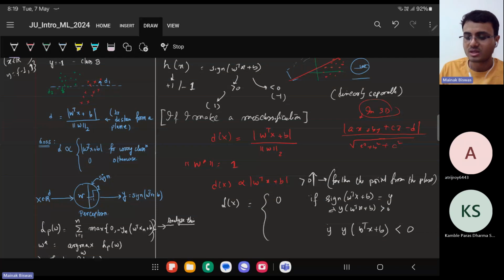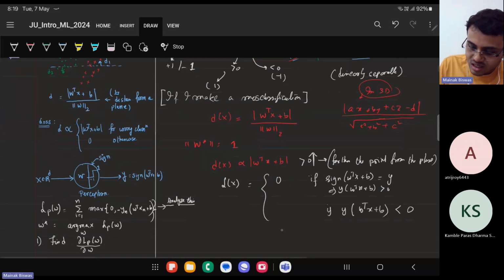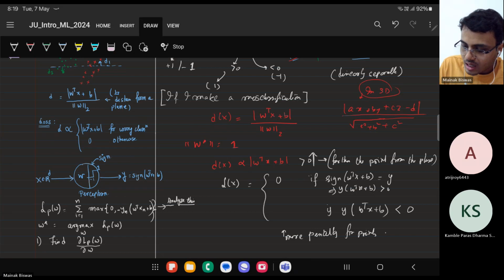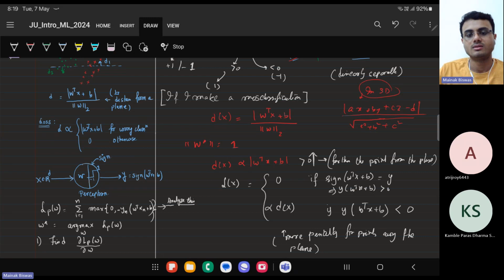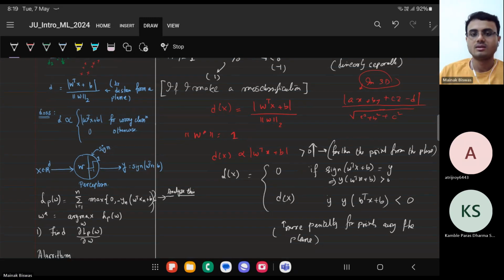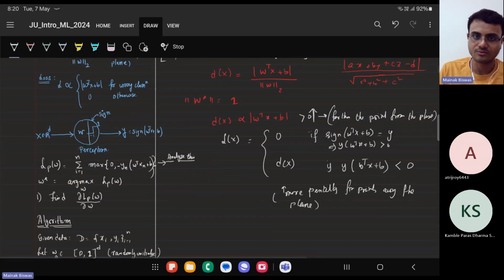If it is less than 0, I want more penalty for points away from the plane. Yes or no? So it should be proportional to dx. Do you agree? Or I'll just write dx. If the distance is higher in the wrong direction, I want to penalize the model. Yes or no? I guess you understand that. If you do not, please stop me and ask.